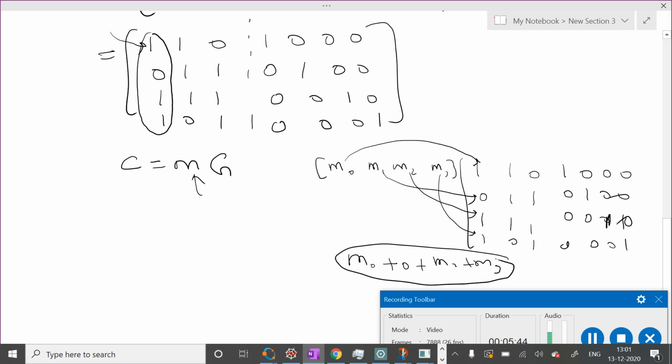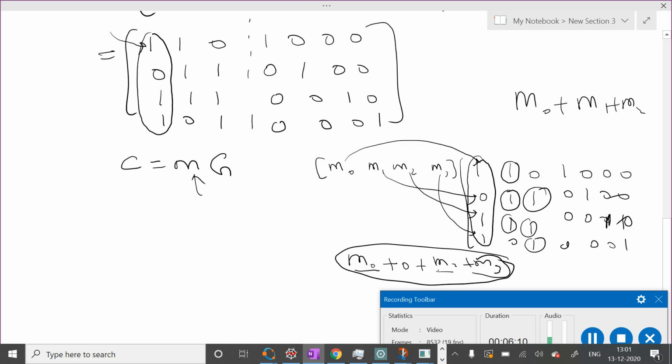This is the first parity bit, and the columns of the parity part of the generator matrix decide which message bits are added to generate that parity bit. Similarly, in the second column, the first three bits will be XORed, m0 plus m1 plus m2, then m1 plus m2 plus m3, right? And the identity matrix, what it does is you get back the message m.